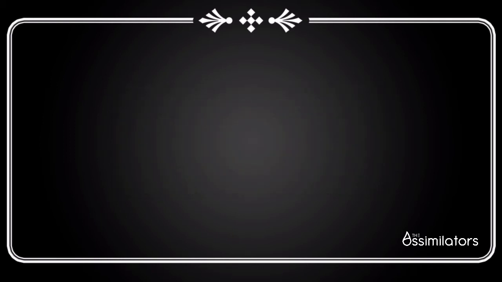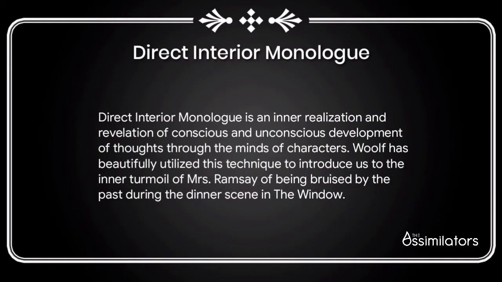The following elements have been utilized to make characters alive through stream of consciousness. Direct interior monologue. Direct interior monologue is an inner realization and revelation of conscious and unconscious development of thoughts through the minds of characters. Woolf has beautifully utilized this technique to introduce us to the inner turmoil of Mrs. Ramsay of being bruised by the past during the dinner scene in The Window.